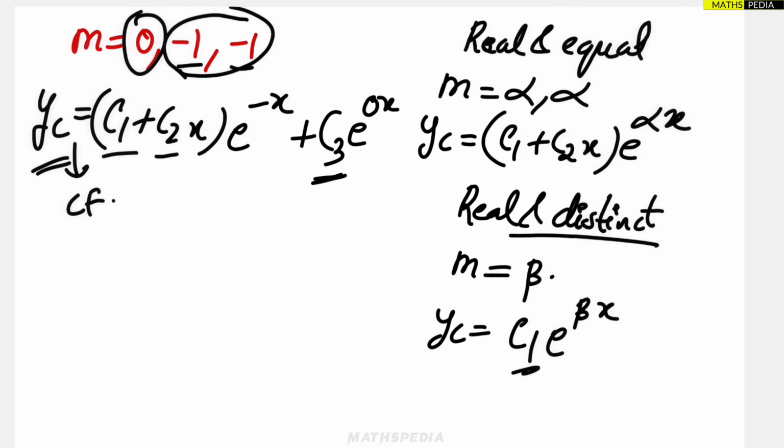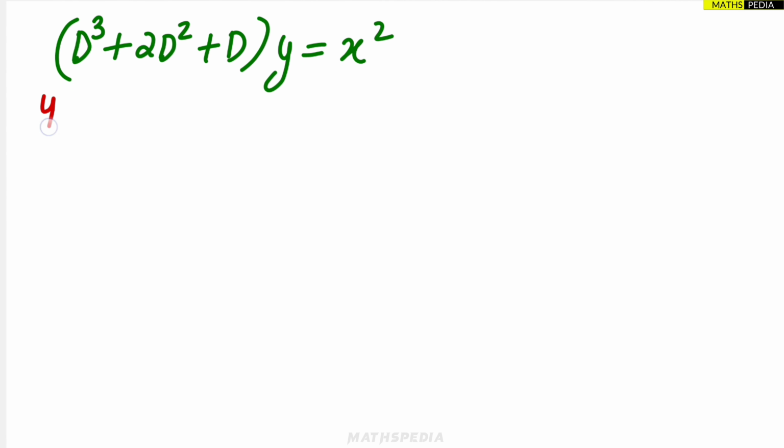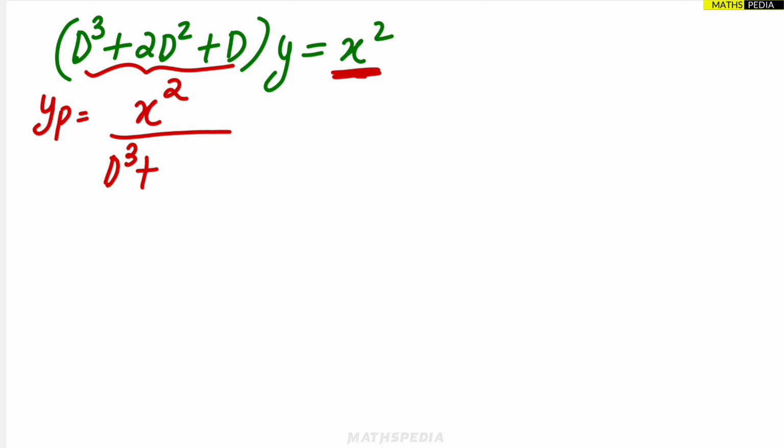Okay, now we have to go for yp. Now how to write yp value? Yp value is quite simple. Whatever is there on the RHS side, put it in the numerator part. Denominator inside the bracket, that D function is there, that you elaborate and write it over here. So D cube plus D square plus D, write it on the denominator.